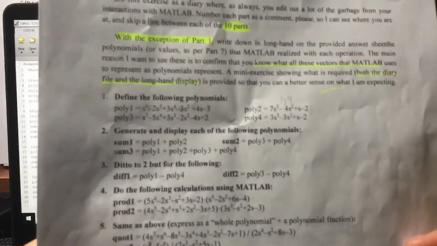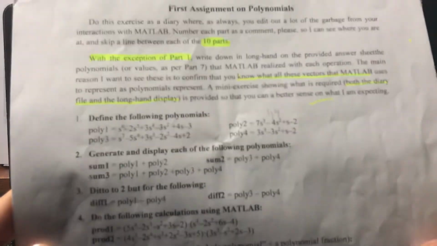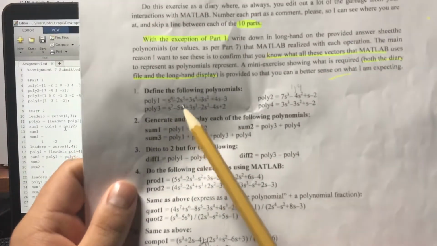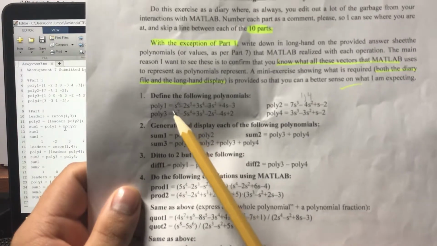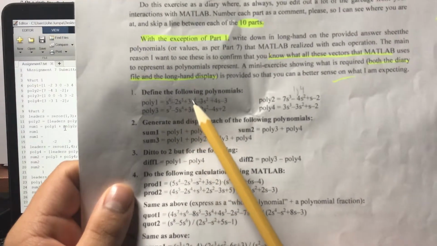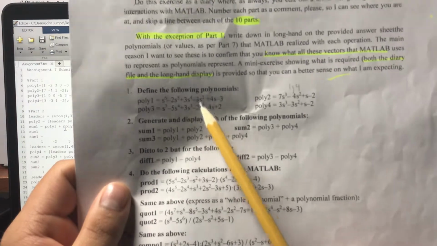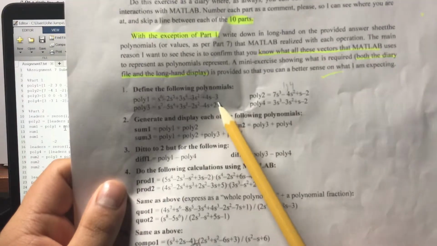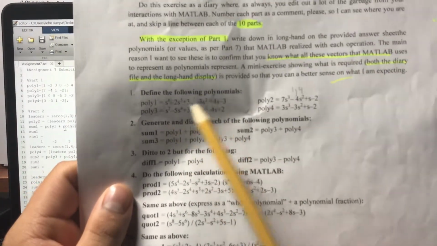So generate and display each of the following polynomials. We have to add up the polynomials. For sum 1, poly 1 plus poly 2, what you've got to do is create the same matrix size, like how many numbers are in there. Because poly 1 has 7 variables, you could say: 6, 5, 4, 3, 2, 1, and 0. You count this as well. So in total, 7. You have 7 variables.